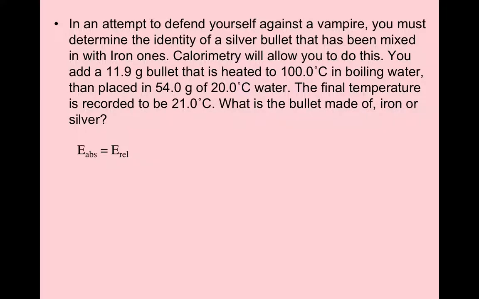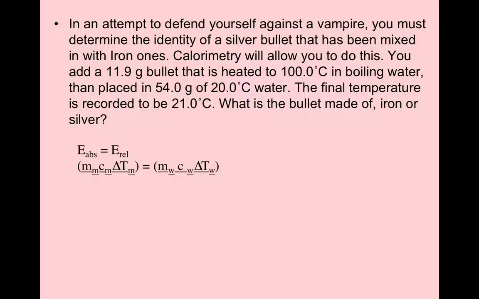The energy being absorbed by the water in the calorimeter has to equal the energy being released by the bullet. So the bullet absorbed energy while it was boiling, but now it's releasing energy and it's being absorbed by the water in our calorimeter, and that's really important that we know all this information about that water. So we can break this equation down a little further. We've got some heat changes here. So the mass of the metal times the specific heat of the metal times the change in temperature of the metal should be equal to the mass of the water times the specific heat of the water times the change in temperature of the water.